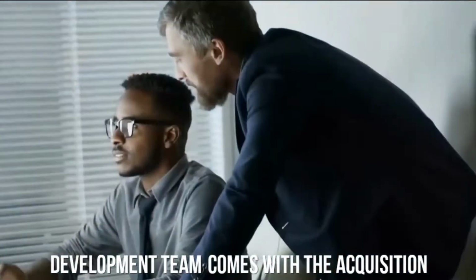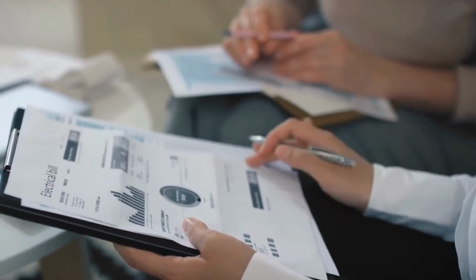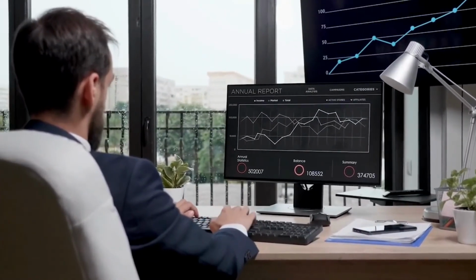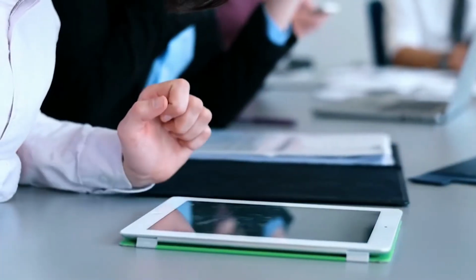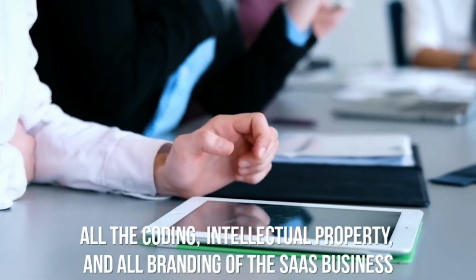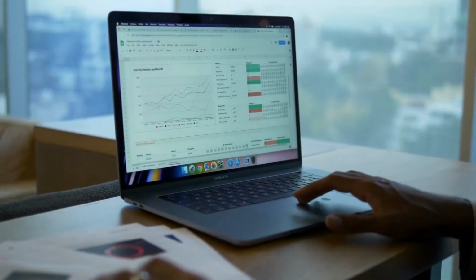This is of course not the case if it's a bigger SaaS business, where the development team comes with the acquisition, and the seller has outlined all of their processes and systems so that if the team ever did leave, you could find another developer to take their place relatively easily. You also want to make sure that the seller owns all the coding, intellectual property, and all branding of the SaaS business. Make sure you're buying the entire deal and not just a portion of the SaaS business.